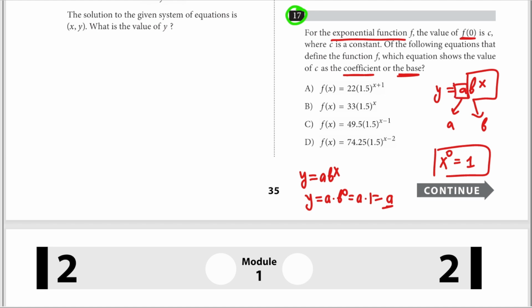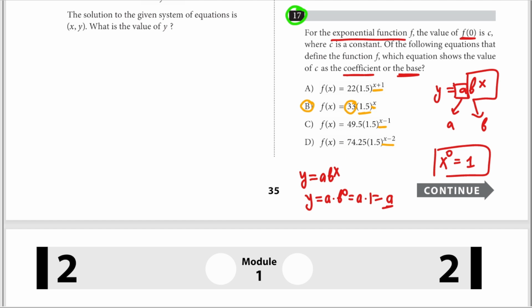Okay. Now, let me change the colors, and let's go through the choices. So we need to plug in x equals 0. The reason why it's b immediately is 1.5 to the power of 0 will be just equal to 1. So 33 times 1 will just end up with 33. Hence, the answer is b. So you essentially just need to go through the exponents, x plus 1, x minus 1, x minus 2. None of them, when you plug in x equals 0, will turn into just 0. So x is equal to 0 here as an exponent, obviously by default.